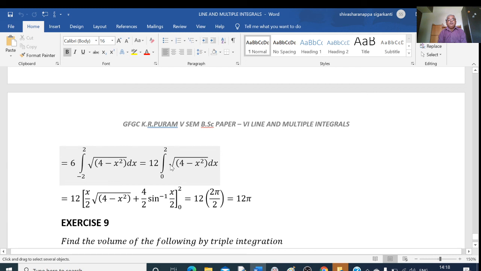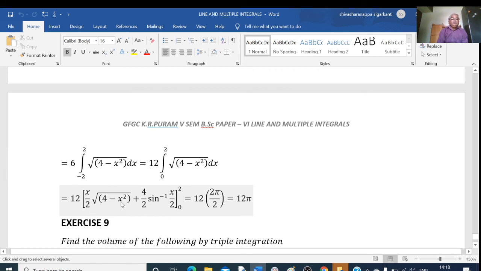And the integration of this is in the form of root of a square minus x square. Integration of root of a square minus x square is x by 2 into root of a square minus x square plus a square by 2 into sine inverse of x by a. So here our a is equal to 2. So that is 12 into x by 2 into root of a square minus x square plus a square by 2, 2 square by 2, 4 by 2, into sine inverse of x by a, x by 2, between 0 and 2. That is 12 into, substituting the upper limit 2.